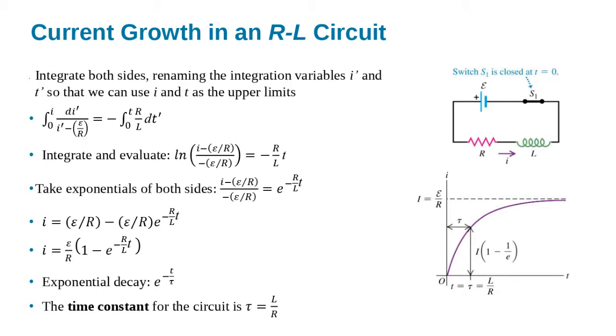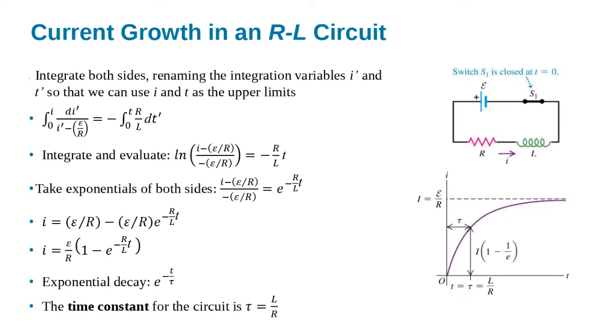And now we can integrate this function. So we'll just change over the variables a bit. We'll call the instantaneous current I dashed, and the instantaneous time t dashed, just so we can use I and t for the limits on our integral, so the final values of I and t. So we can then integrate like this.